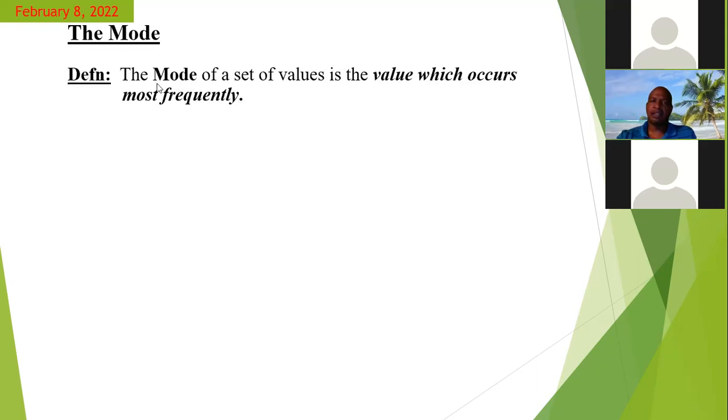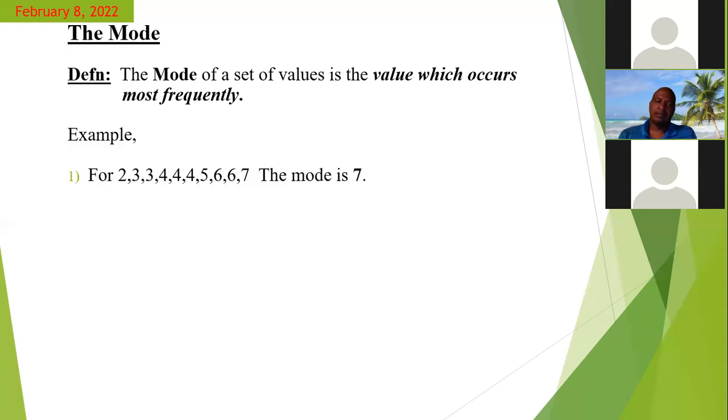The number with the most frequency. All right. So the number with the most frequency is the value that occurs the most. So the value that occurs the most is the one we refer to as the mode. The mode of a set of values is the value which occurs most frequently. Now, the mode is easy to determine.